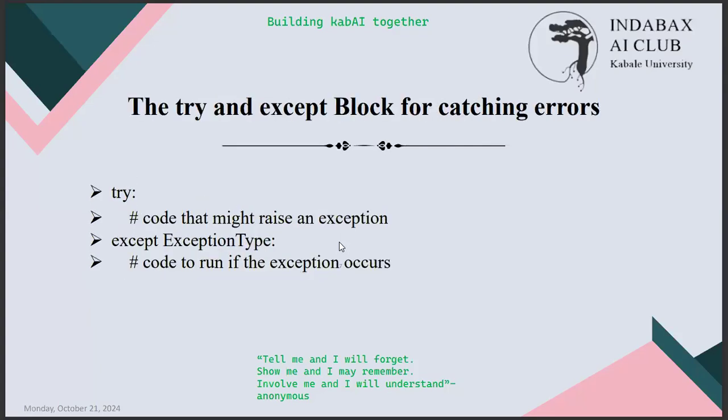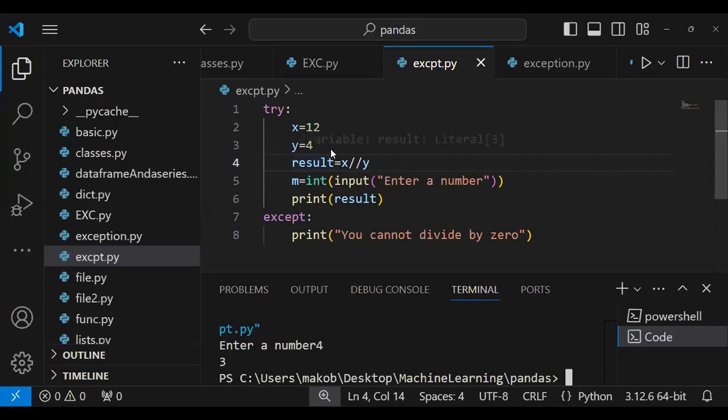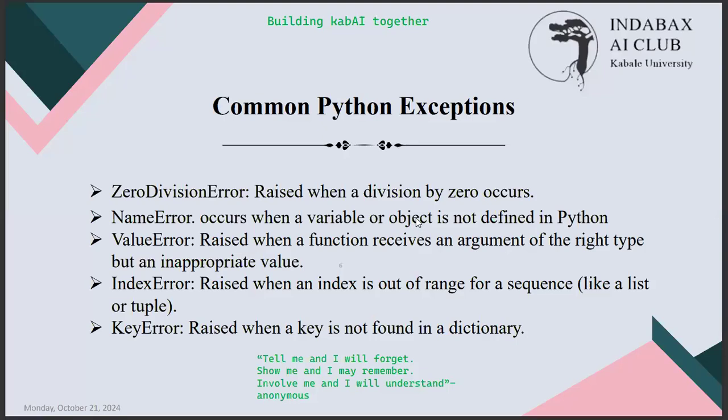Okay, handling multiple errors. Then we can also have a name error. Let me first handle the name error. A name error occurs when a variable or object is not defined in Python. When you try to access a variable that is not defined, you always get that name error.